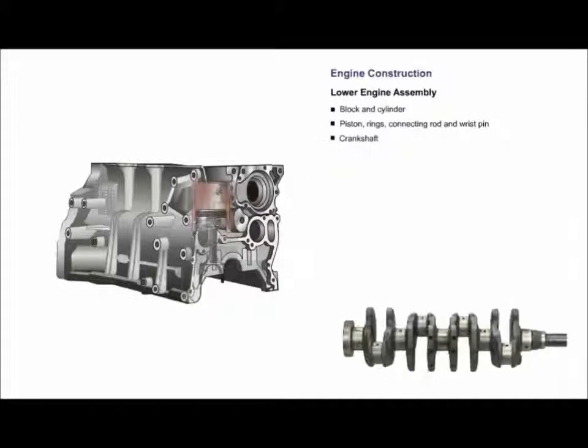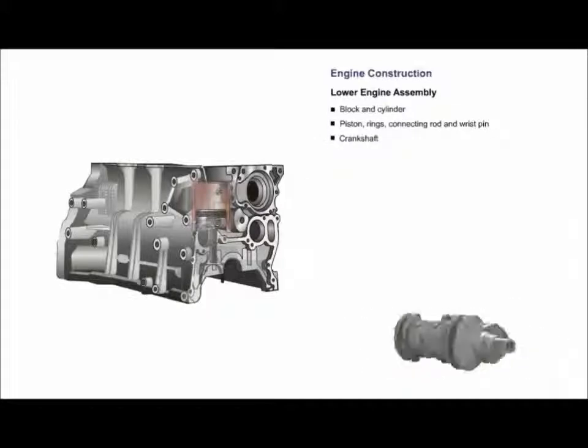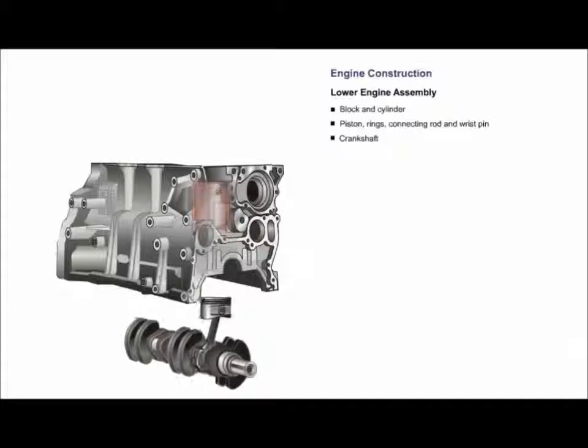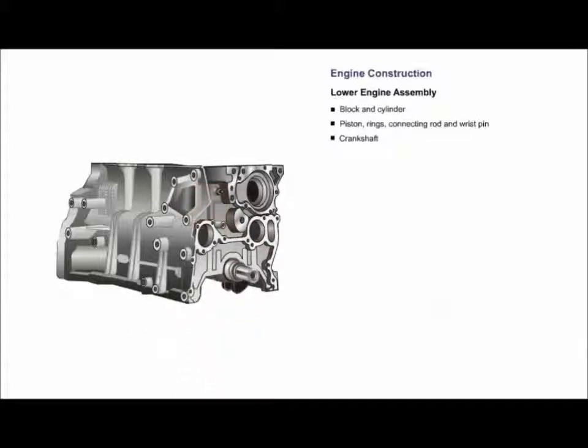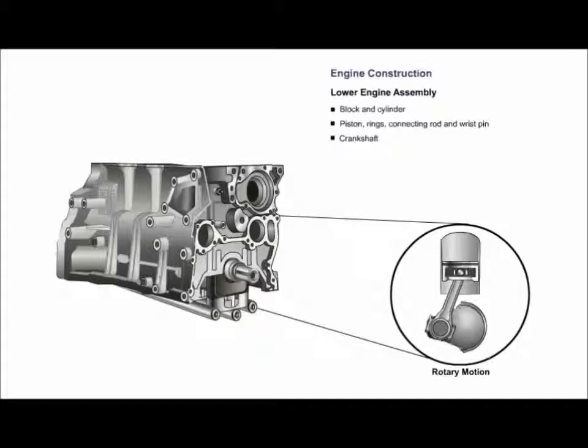Assembling the crankshaft takes place next. The connecting rod attaches to the connecting rod crankshaft journal. The main bearing crankshaft journals attach to the cylinder block. The crankshaft changes the piston assembly's reciprocating motion to rotary motion.